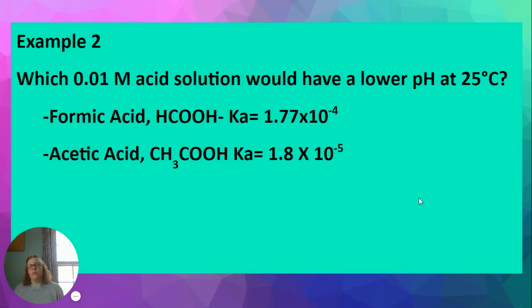You can compare solutions if they have similar K values, and you should be able to rank them based on their pH and their K values. Now, if I had an acid solution that was a strong acid, that one would by far have the lowest pH, and then you could rank them based on their other K values.